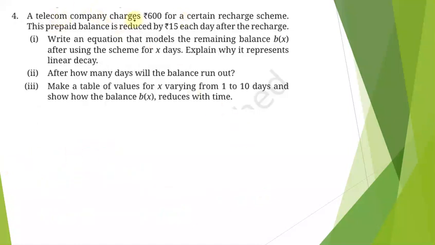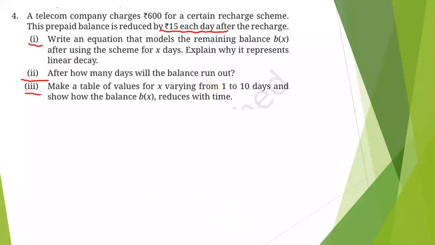A telecom company charges 600 for a certain recharge scheme. The prepaid balance is reduced by 50 each day after the recharge. First of all, write an equation that models the remaining balance b of x after using the scheme for x days. Explain why it represents linear decay. Second question, after how many days will the balance run out? It's a nice question; not like the last cases, you don't have to draw a table. We will discuss that thoroughly. Third one, make a table of values for x varying from 1 to 10 days and show how the balance b of x reduces with time.